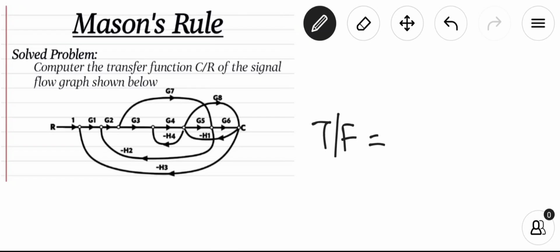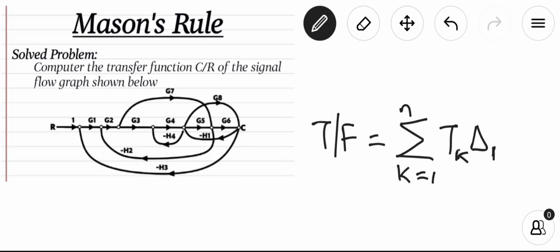So Mason's rule states that the transfer function of a signal flow graph is equal to the summation from k equal to 1 up to k equal to n of the forward path gain T_k and then delta_k, the cofactor of the forward path, all divided by the determinant delta.